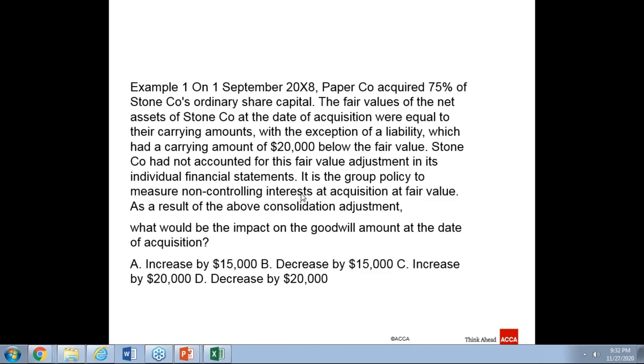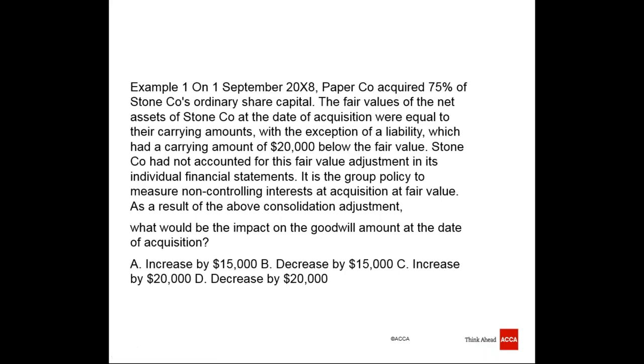So do you want me to explain? It says that the fair value of the net assets of Stone at the day of acquisition is equal to the carrying amount, except the liability. Do you remember that we are talking about the liability which had a carrying amount below the fair value? That means the carrying amount is lower and the fair value is higher. So when we adjust this figure, you have to increase the value of the liability.